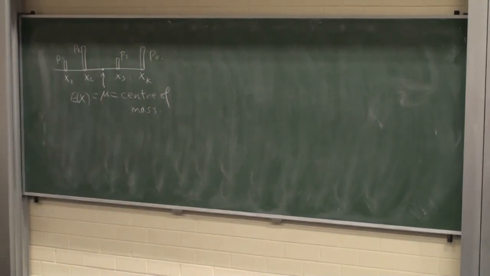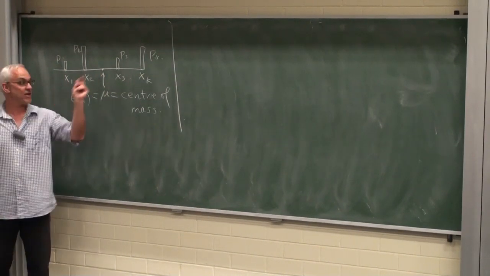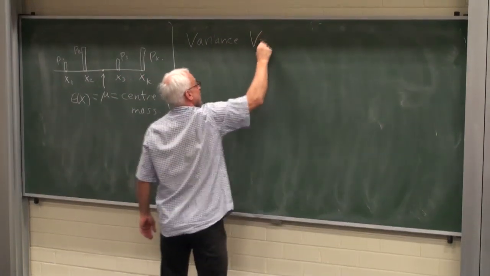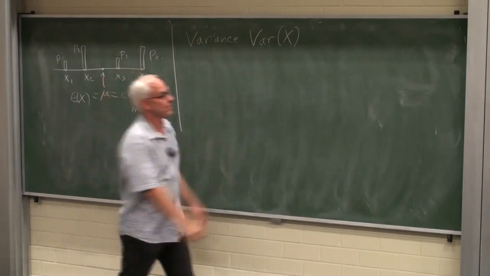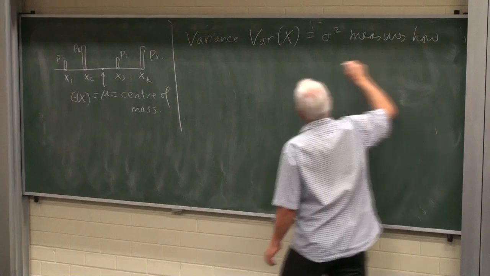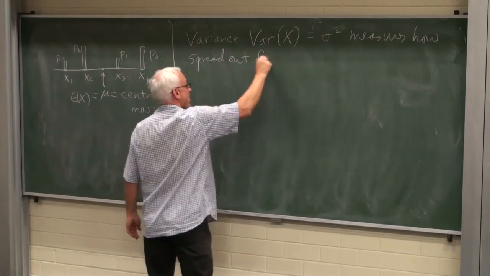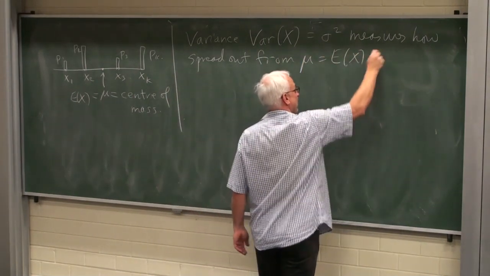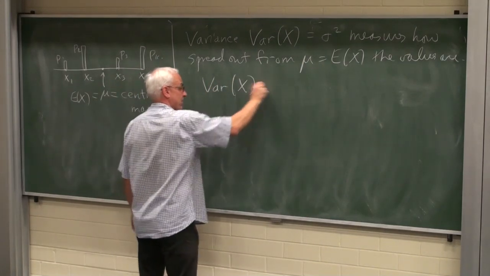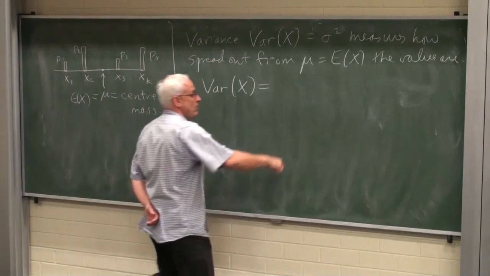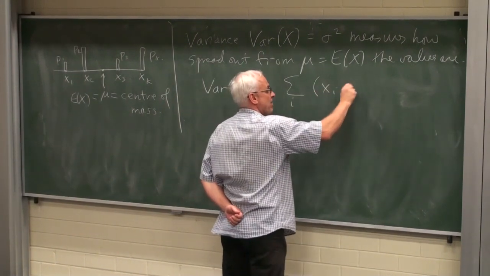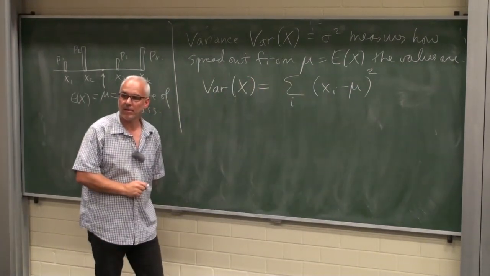Now the other main concept, the concept of variance. Variance tells us how far from the center of mass these weights are distributed. Okay, so variance, usually denoted VAR of X, or sometimes by sigma squared, measures how spread out from mu, which is the expected value, the values are. And the formula is the variance of X is the summation over the various i's of (xi minus mu) all squared times the probability pi.